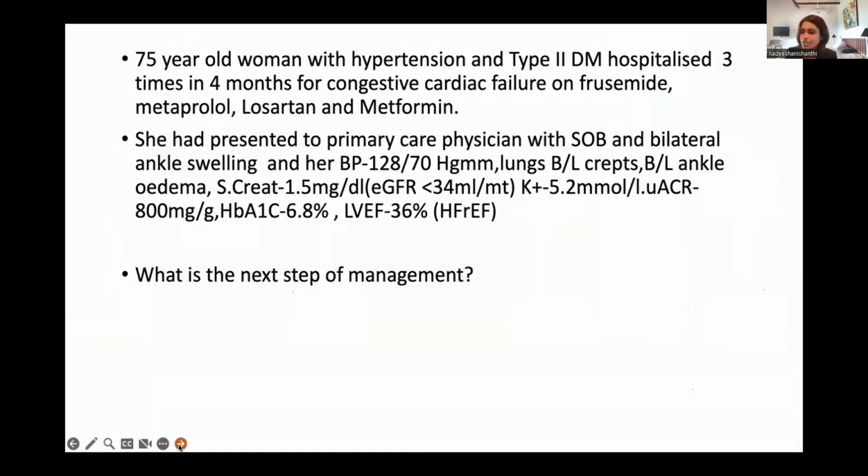So my next patient is a 75-year-old woman with hypertension and type 2 diabetes mellitus, hospitalized 3 times in 4 months for congestive heart failure, on furosemide, metoprolol, losartan, and metformin. She presented to the primary care physician with shortness of breath and bilateral ankle edema. Serum creatinine was 1.5 with potassium 5.2. UACR was high, 800 milligrams per gram, with HbA1c of 6.8 and ejection fraction of 36%. What is the next step of management?